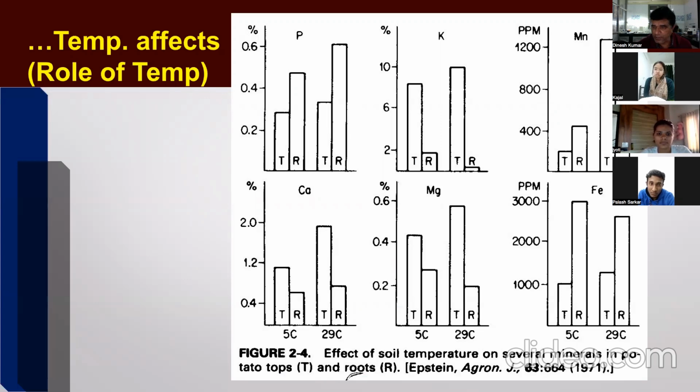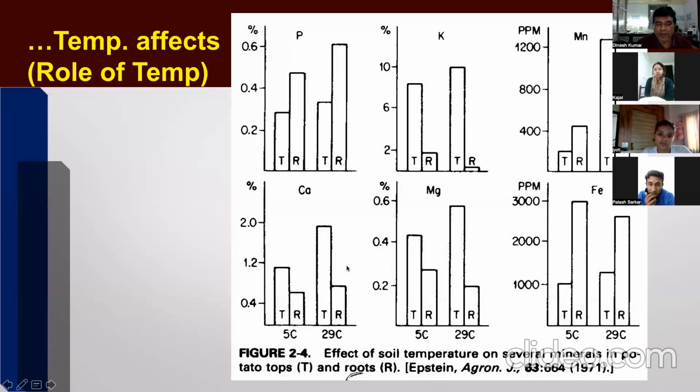So this is the case of the potato crop. In potato, tops means leaves, the shoot part, and then the potato roots. So T is for tops. You can see at the bottom, potato tops, and R is for roots.